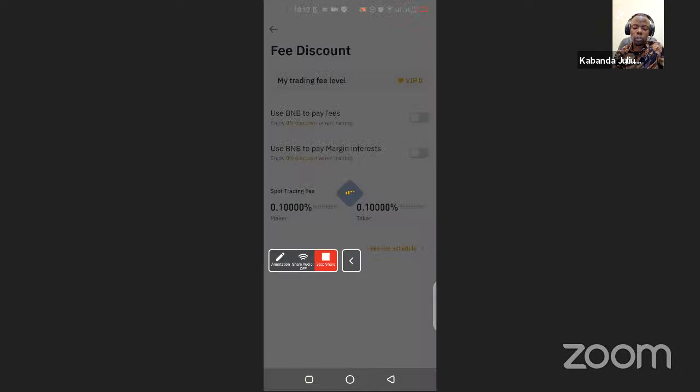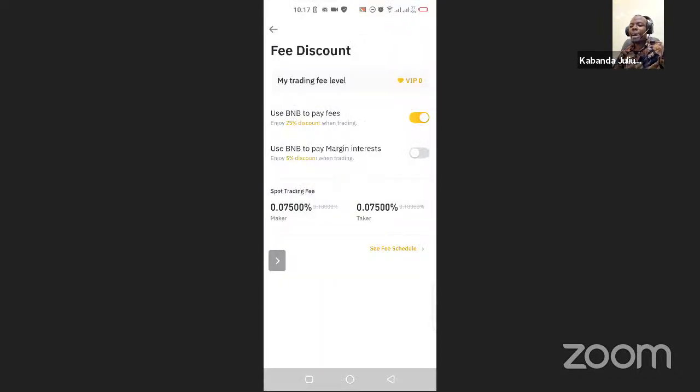Then it has use BNB to pay fees. Now, as you are trading using Binance or Huobi, these two applications charge whenever you use them to trade. They charge those who do spot trading, because the Royal Q does spot trading for us, ladies and gentlemen. So since it does spot trading for us, we shall always be charged. Now, if you want to maximize your money in your Binance, you need to have a strategy that can help you reduce the gas fees. So what are we supposed to do? What you're supposed to do is simple. Switch on use BNB to pay fees.